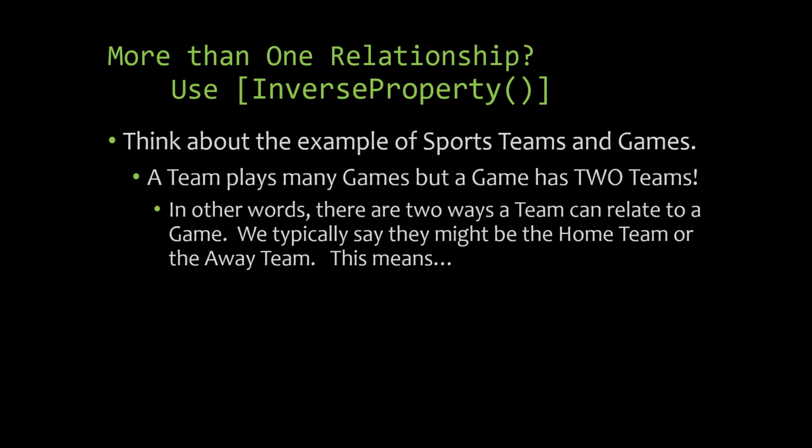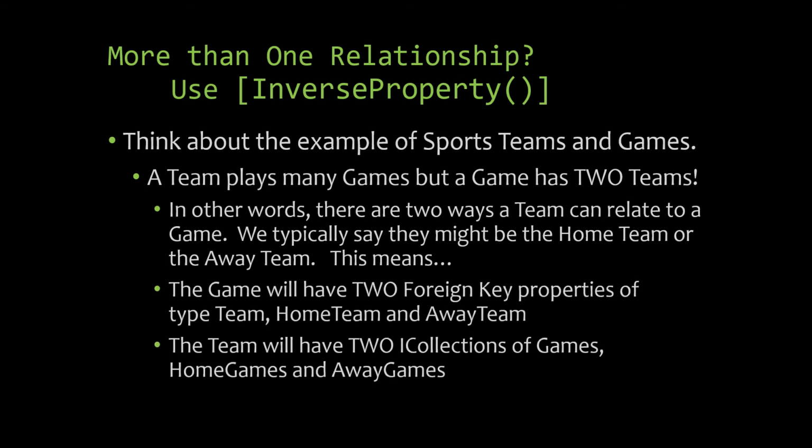So there are two different ways that team can relate to game. Okay, we are talking about one to many for the two relationships, but there are two. So often what is typically done is we'll have a home team and an away team, right? So a team might be related to a game by being either the home team or the away team. So what does that mean in terms of the design of our model classes?